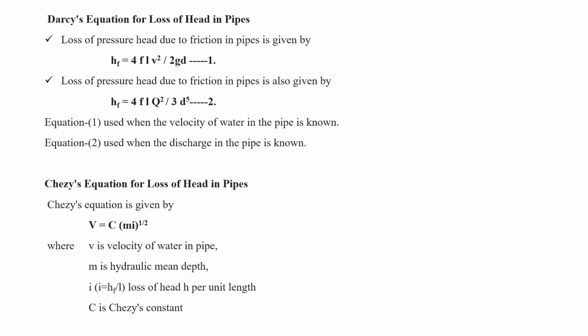Chezy's equation for loss of head in the pipe is V = C√(mi), where V is the velocity of water in the pipe, m is the hydraulic mean depth, i is the loss of head per unit length, so i = hf/L, and C is Chezy's constant.